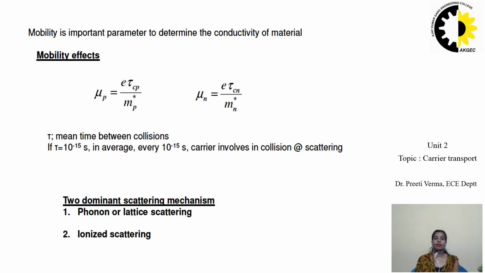We have two types of scattering mechanisms, that is phonon or lattice scattering and ionized impurity scattering. We will study these two types of scattering mechanisms in detail in the next video.